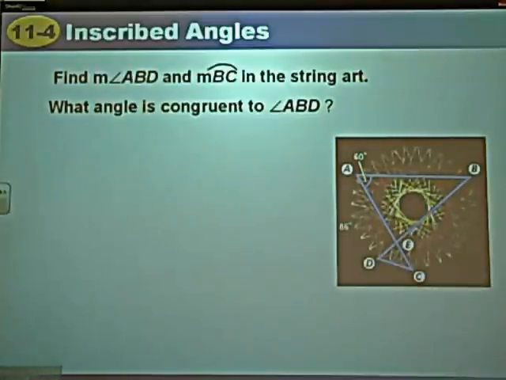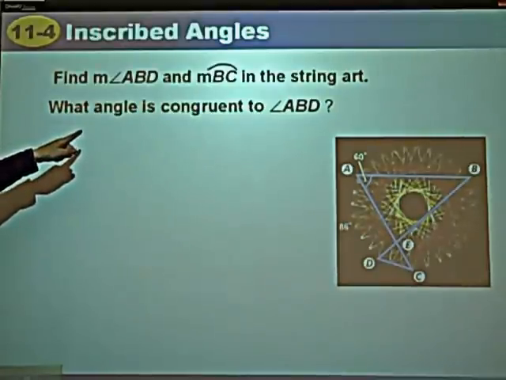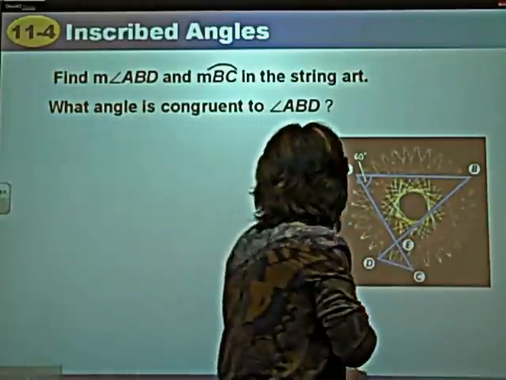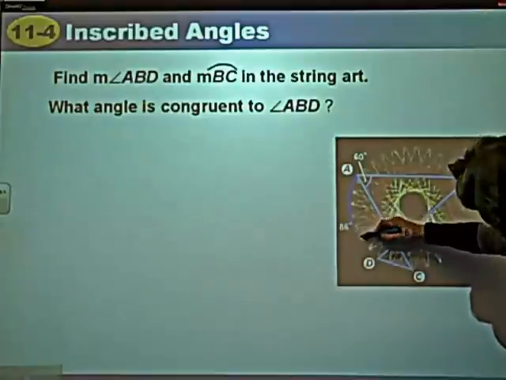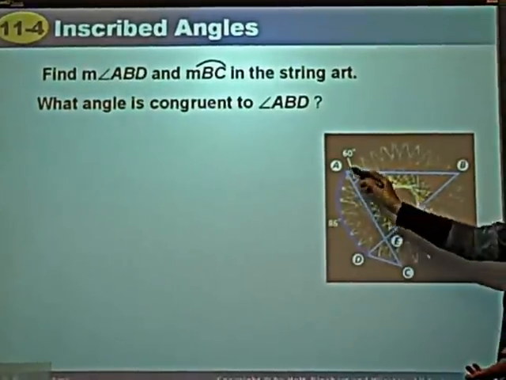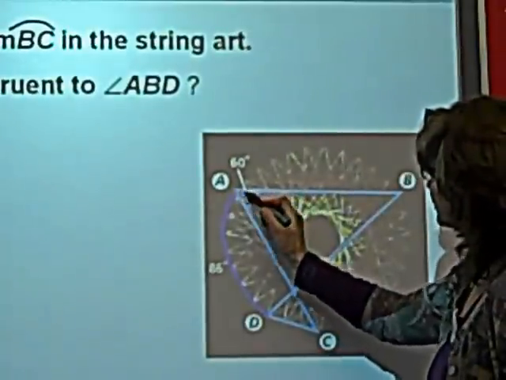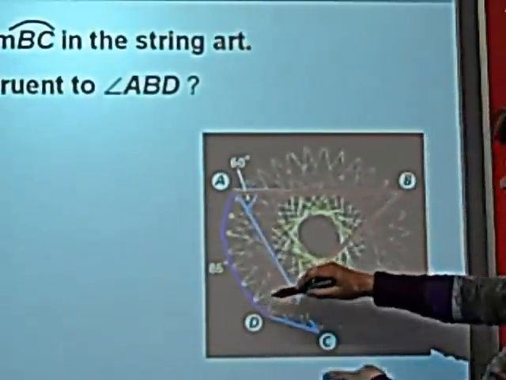Okay? So let's look at this. We're going to do three things. We're going to find the measure of angle ABD, we're going to find arc BC, and then we're going to say what other angle is congruent to ABD. Let's start with that. I see ABD intercepts this arc right here. So here's ABD, let's make that another color. A to B to D, and it intercepts arc AD.